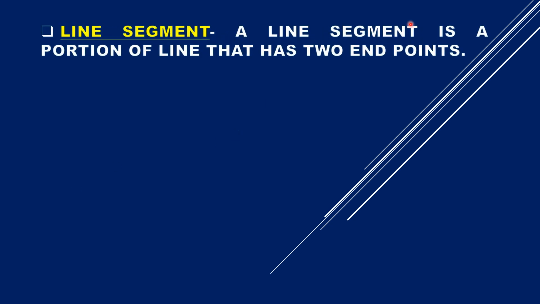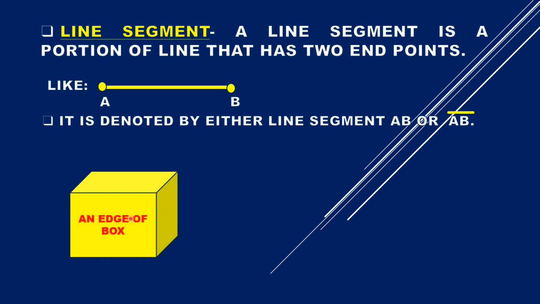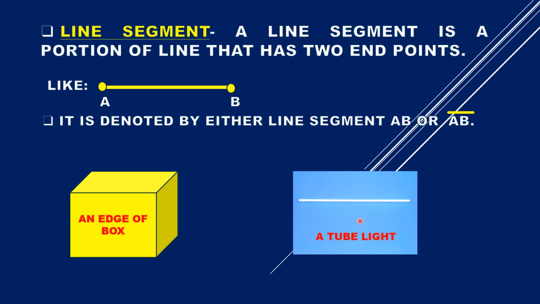The next definition is for line segment. A line segment is a portion of a line that has two endpoints. In this figure, we know about the starting point and end point. So this is a figure of line segment. It is denoted by either line segment AB or by putting this line over AB. Example of line segment: an edge of a box. You can see here, this is the edge of this box. Here, two faces meet at this edge. So this edge is an example of line segment. Another example, a tube light, because we know the starting point and end point in a tube light.